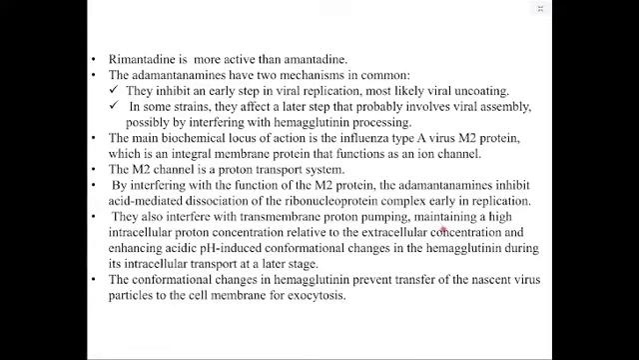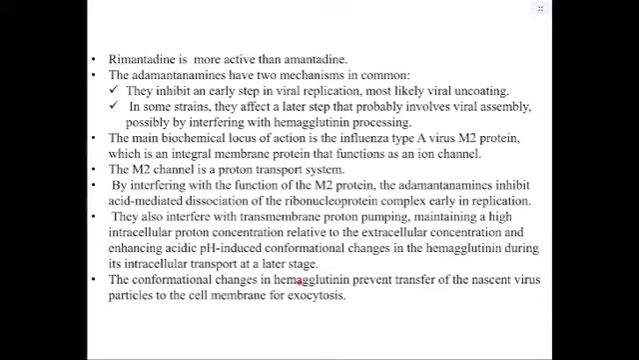They also interfere with transmembrane proton pumping, mainly maintaining a high intracellular proton concentration relative to the extracellular concentration, enhancing acidic pH-induced conformational change in the hemagglutinin during its intracellular transport at a later stage. So the first one was interfering with the function of the M2 protein. The adamantines inhibit acid-mediated dissociation of the ribonuclear protein complex early in replication, and also, as we have said, they interfere with the pH within the cells or the virus, and that pH is necessary for intracellular transport, or it is important in the processes of this virus.